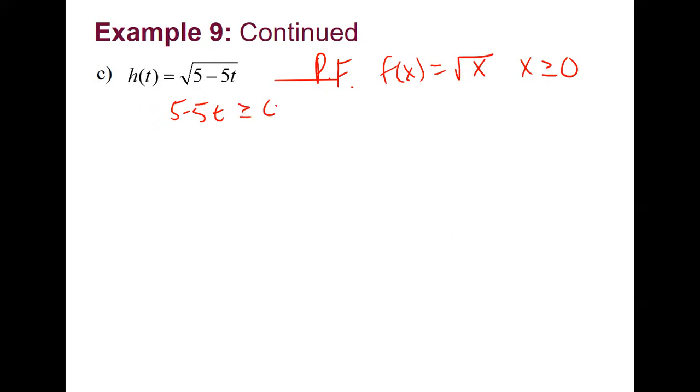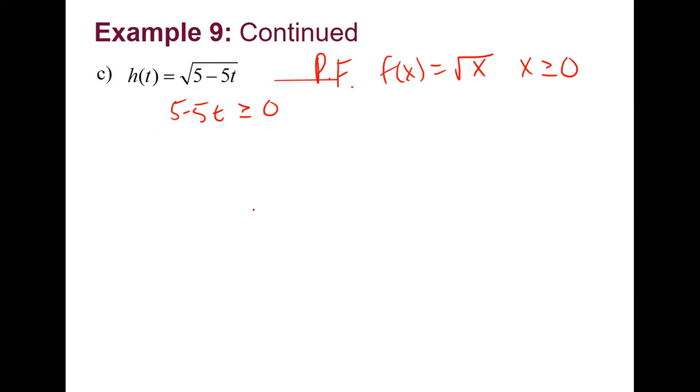All right, let's look at the square root. Obviously, its parent function is f of x equals square root of x. And we know that x has to be greater than or equal to 0, right? Yes. So that's our domain restriction for square root, is that x has to be greater than or equal to 0. So when I look here for this t, I know that 5 minus 5t has to be greater than or equal to 0.